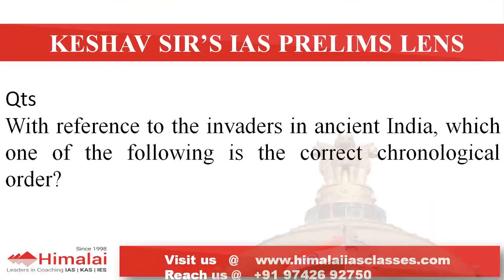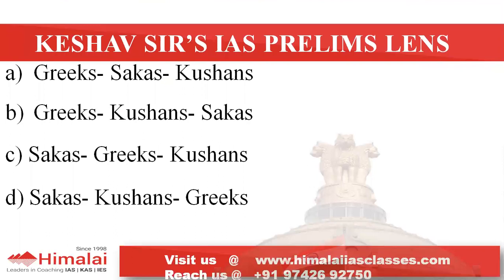Next question. With reference to the invaders in ancient India, which one of the following is the correct chronological order? Option A, Greeks, followed by Shakas, followed by Kushanas. Option B, Greeks, followed by Kushanas, followed by Shakas. Option C, Shakas, Greeks, Kushanas. Option D, Shakas, followed by Kushanas and followed by Greeks.